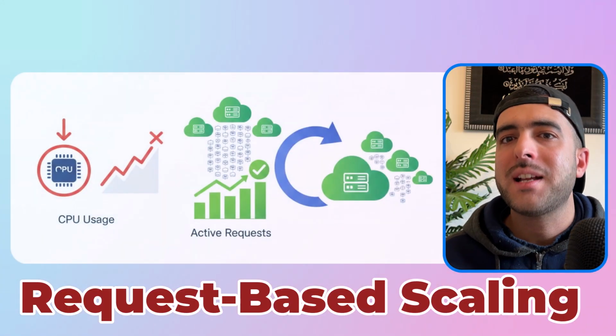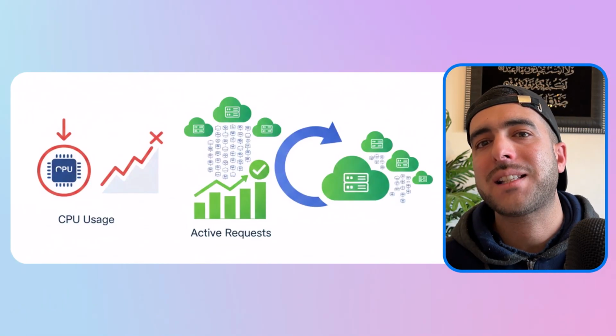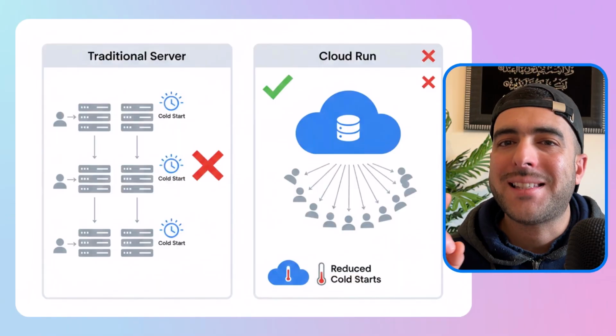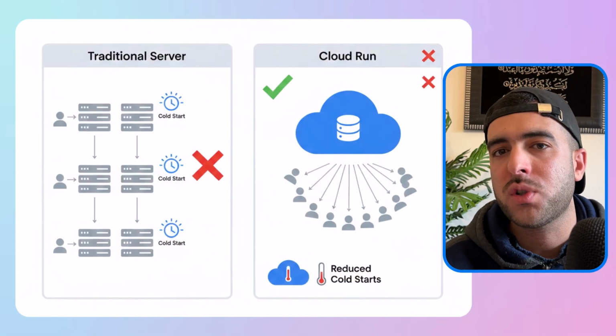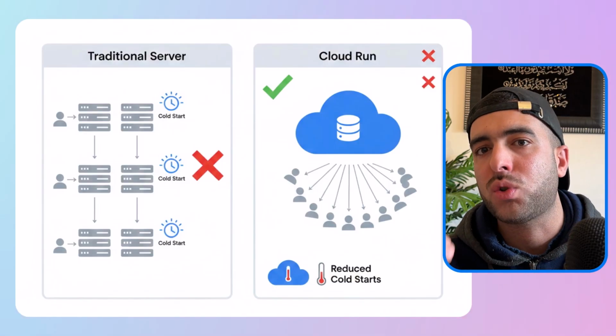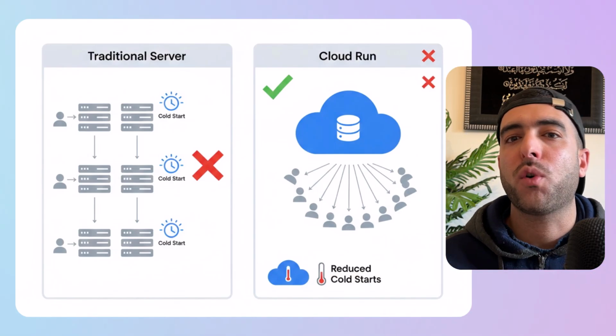Cloud Run doesn't just scale based on CPU usage, but it looks at active requests. Also, if your app is waiting on a database, a single instance is capable of handling dozens of users simultaneously. So this drastically reduces cold starts because you're not spinning up a fresh server for every person.